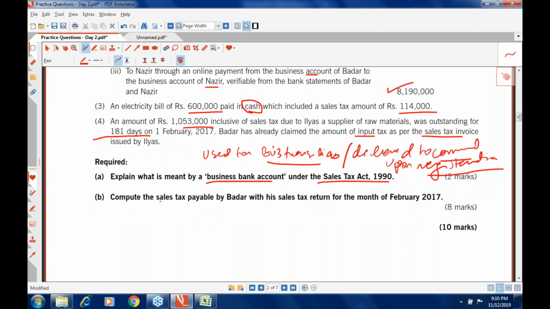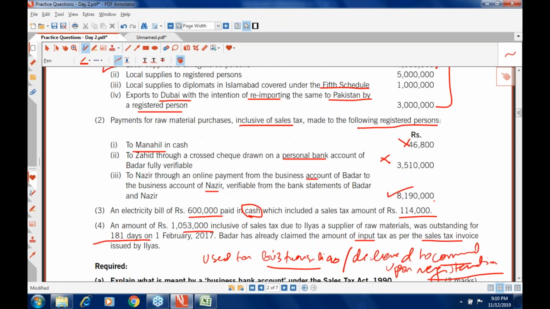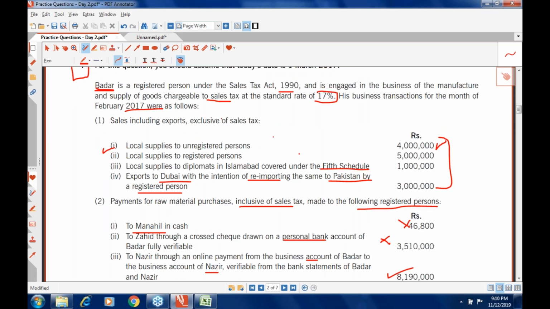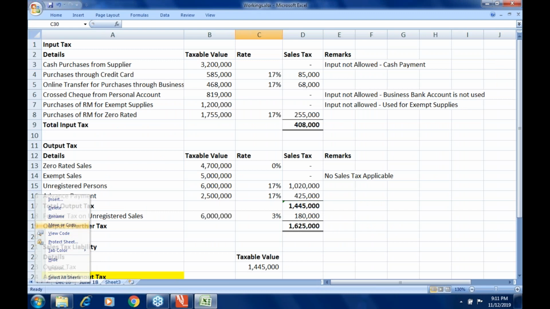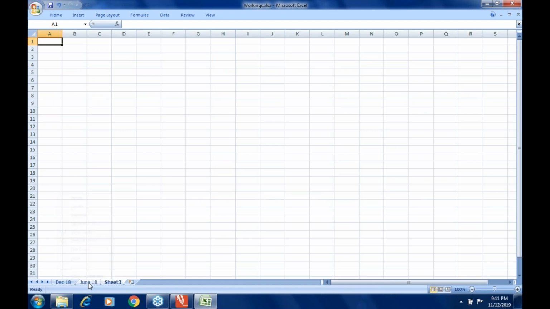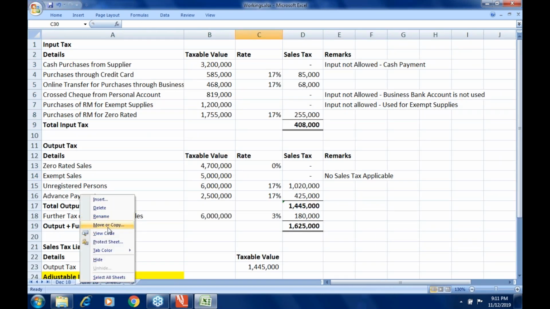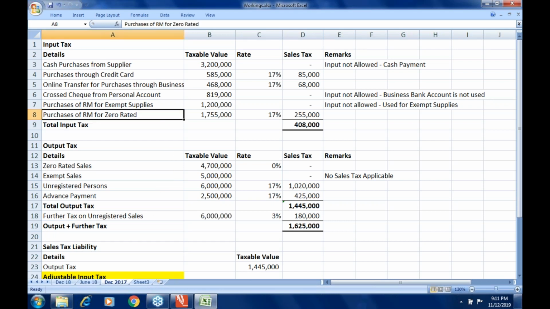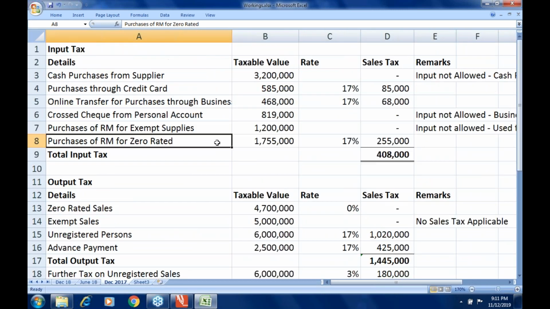Now, it also says compute the sales tax payable by Badar with his sales tax return for the month of February 2017. We are now going to talk about this whole thing. I'm going to use the same format that we did, so I create a copy. It's the December 2017 question. The name of the question is Badar.